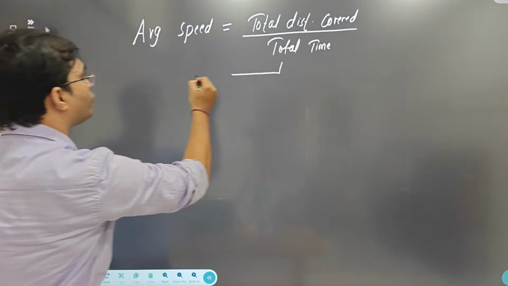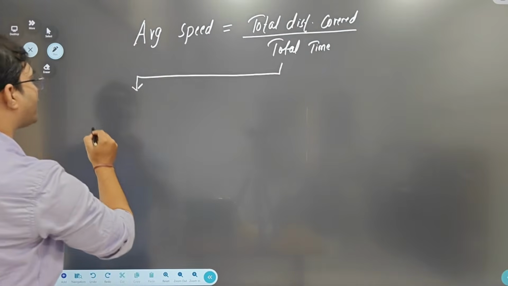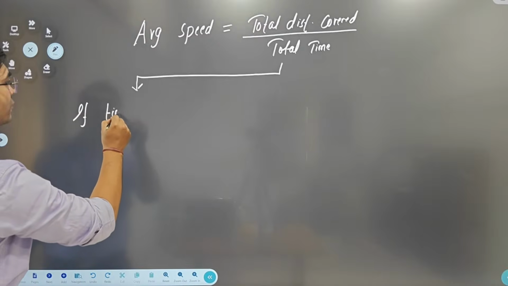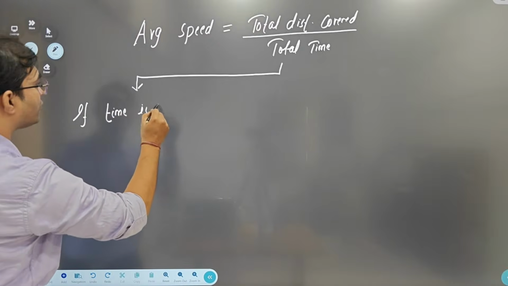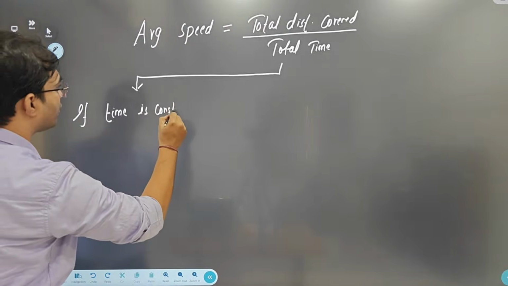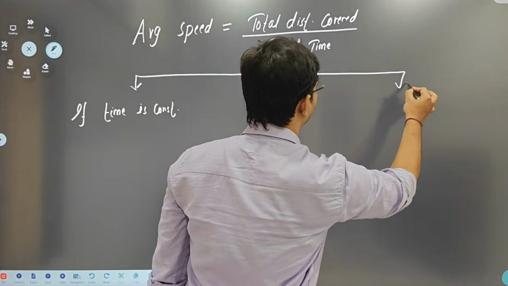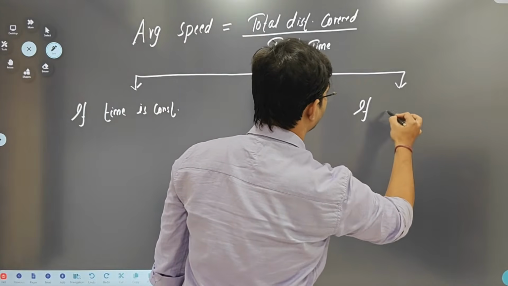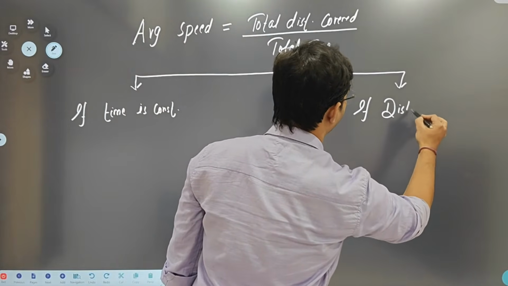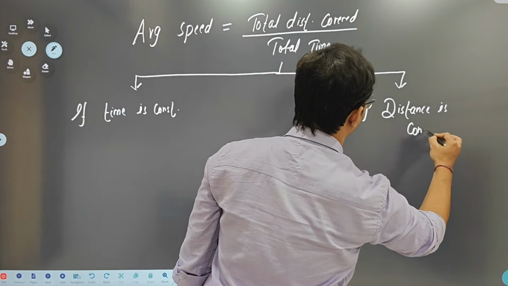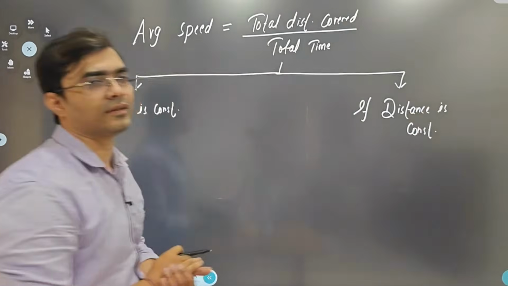I'll divide this into two parts. One is, if time is constant. Second is, if distance is constant, how will you find the average speed? Distance is constant. Right? Let's try to understand this.